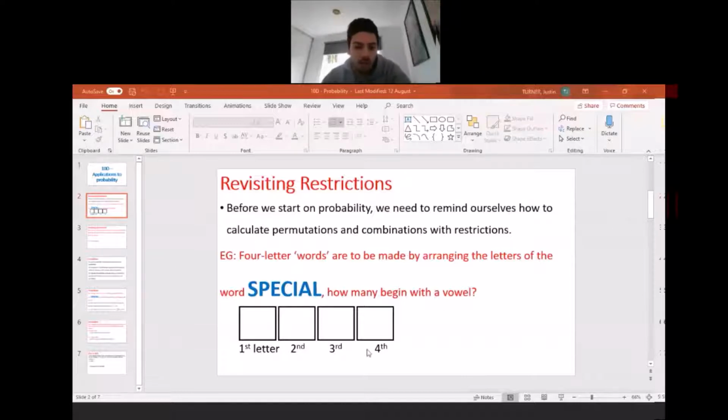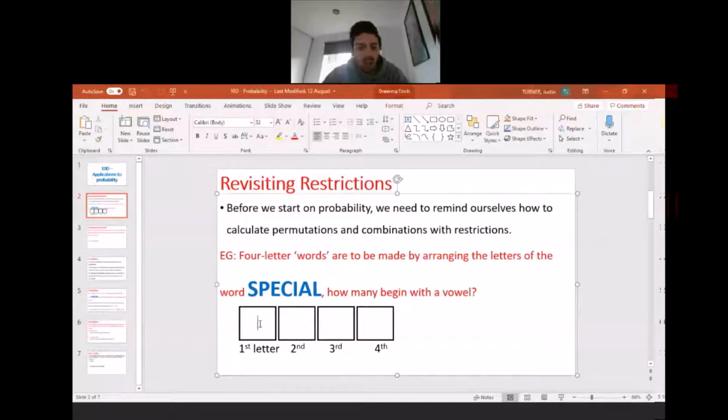So for example, let's say we want to create some four-letter words. They won't really be words because it's just random arrangements of letters, but we're using arrangements of the letters in SPECIAL. And we want to see how many of these words are going to begin with a vowel. So we're not just looking at how many combinations or rearrangements there are of the word special. We have the restriction of it starting with a vowel.